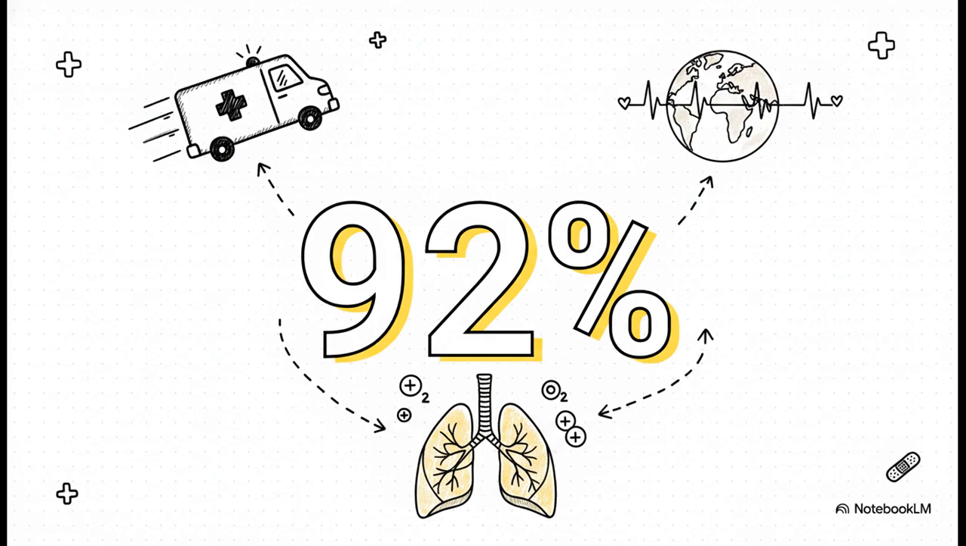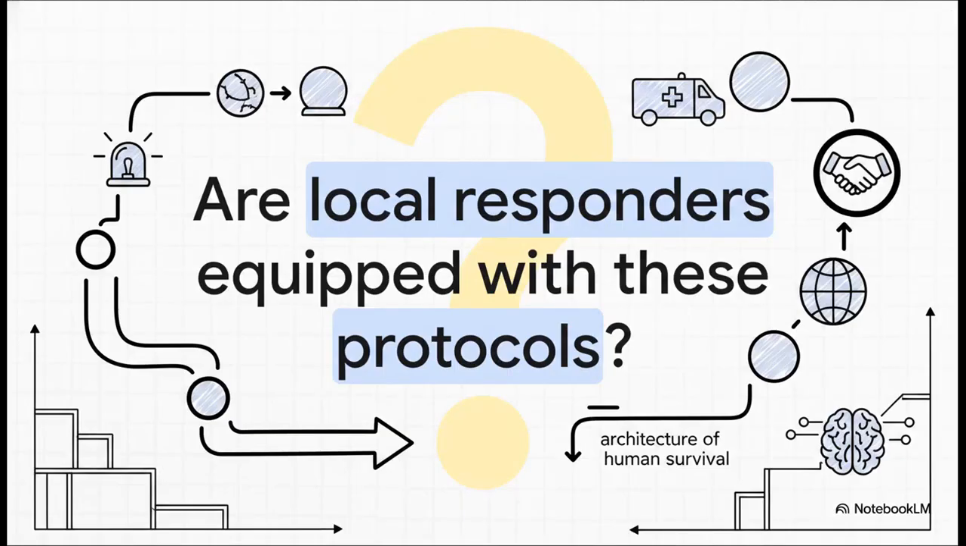Which ultimately leaves us with a really vital question to consider about our own local preparedness. If an emergency happened right in front of you today, are your local responders equipped with these universal life-saving protocols? It takes an absolutely incredible global effort to make this level of care a standardized reality. So the next time you hear a siren wailing in the distance, just think about the rigorous, highly structured algorithms guiding those responders right through the chaos. Understanding this isn't just about medicine, guys. It's about understanding the very architecture of human survival.